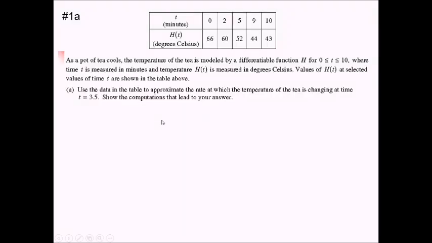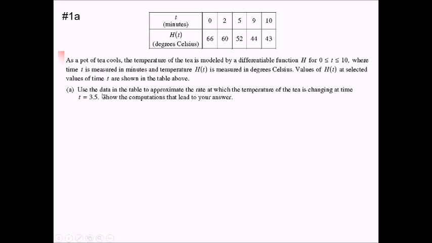On this free response problem, we have a pot of tea cooling, and the temperature is modeled by a differentiable function h between times 0 and 10, but they're not going to tell us what h looks like, except that they're going to give us a few values in this table of h of t. We're going to use the data in the table in this first part to approximate the rate at which the temperature changes at time 3.5.